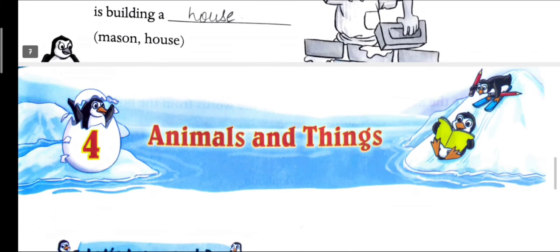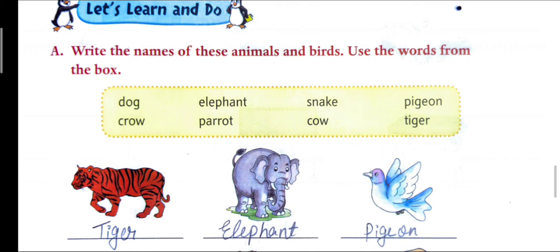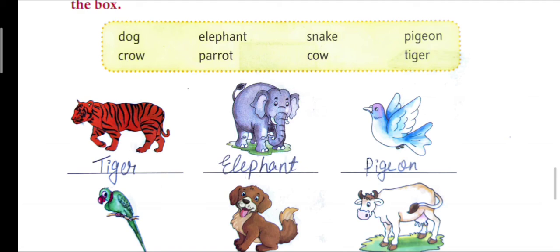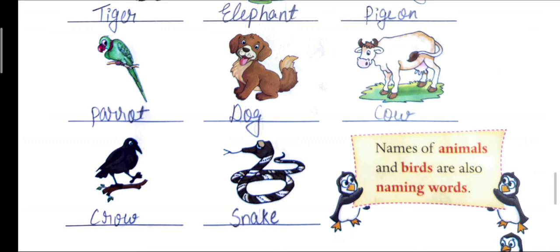Our next chapter is animals and things. Write the names of these animals and birds. Use the words from the box. Seems like the chapter which we read before. So here are some words given in the box. You just have to write the names of these animals. First one is tiger. You will write here T-I-G-E-R. Like this only. You have to write other names also. Names of animals and birds are also naming words.